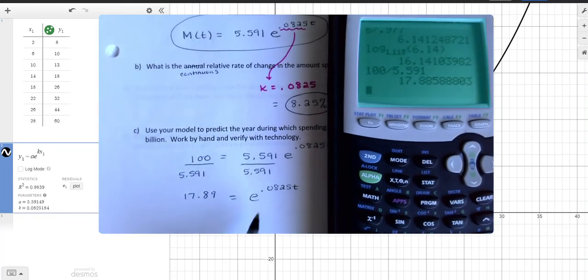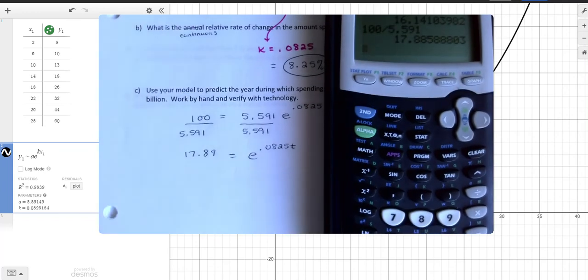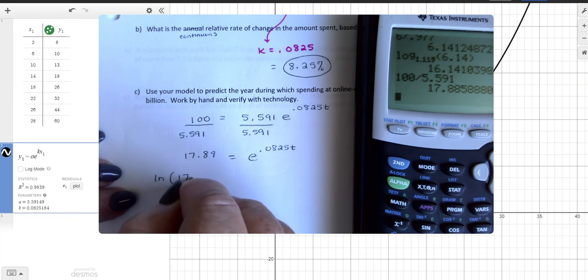Let's see, I need to get to the t, so I got to get rid of the exponential base e. The inverse of exponential base e is the natural logarithm. So let's do the natural logarithm on both sides.